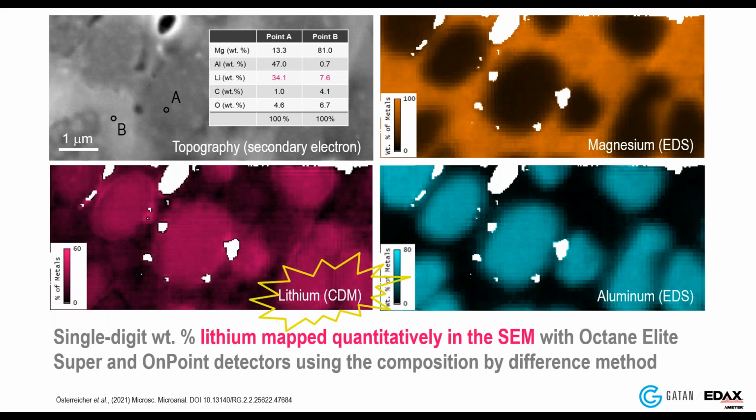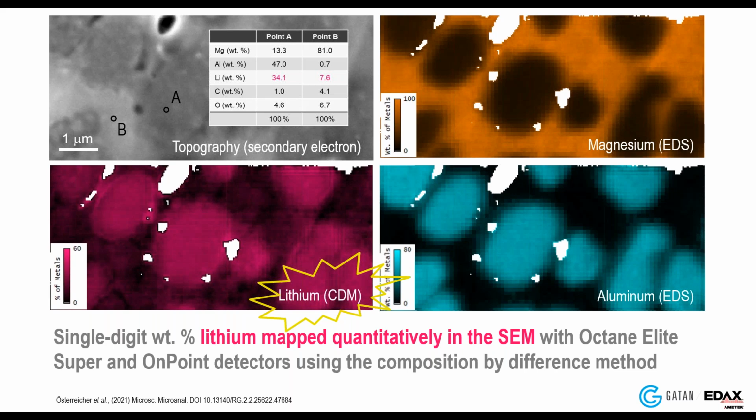Now, in late 2021, together with the Austrian Institute of Technology, we published the first quantitative map of lithium in the SEM, this time from a magnesium lithium aluminum alloy, similar to that first publication that demonstrated the concept of the technique. And in that publication, we demonstrated that we're able to map single-digit weight percentages of lithium quantitatively in the SEM. This was a real first. Subsequently, we've been working together with the Austrian Institute of Technology to extend the technique to other materials such as metal oxides that are used in the construction of lithium-ion batteries.